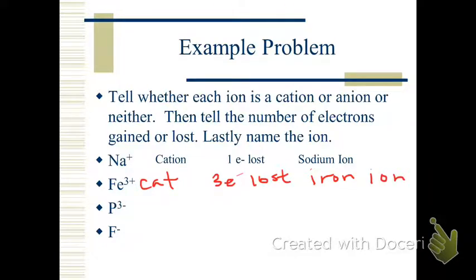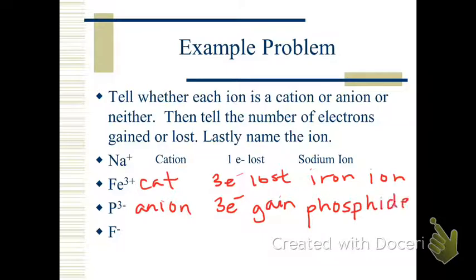All right, so the next one is a negative charge. That makes it an anion. So negative 3 means that it gains 3 electrons. And so the name of it we have to change, because for anions we change the ending. It's phosphorus, so I'm going to go with phosphide, right? IDE, phosphide ion.